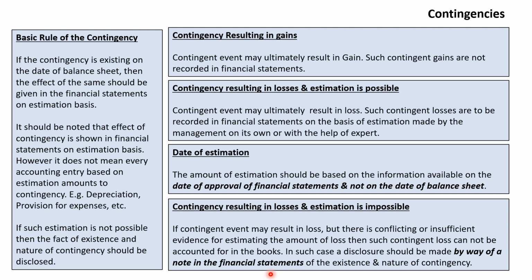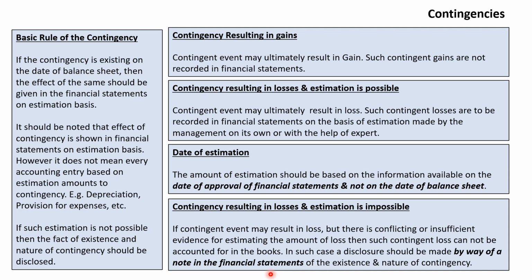So on 31st March, your estimation was 50% is bad, but on 30th June, when the board of directors are approving the financial statements, your estimation is 75% is going to be bad. Then the contingency entry which you are going to pass in the financial statement should be for 75% bad debt, not 50% bad debt.